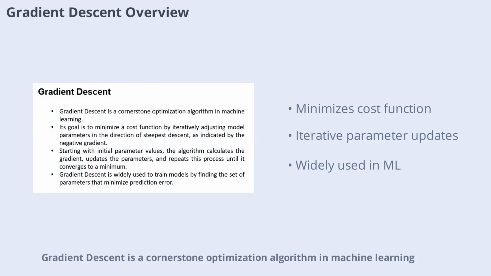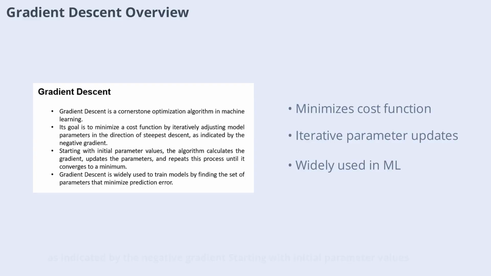Gradient descent is a cornerstone optimization algorithm in machine learning. Its goal is to minimize a cost function by iteratively adjusting model parameters in the direction of steepest descent, as indicated by the negative gradient. Starting with initial parameter values, the algorithm calculates the gradient, updates the parameters, and repeats this process until it converges to a minimum. Gradient descent is widely used to train models by finding the set of parameters that minimize prediction error.